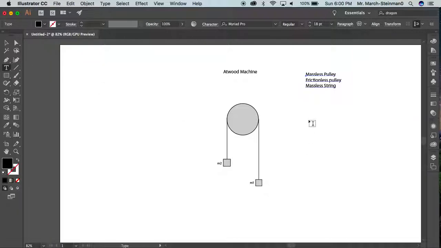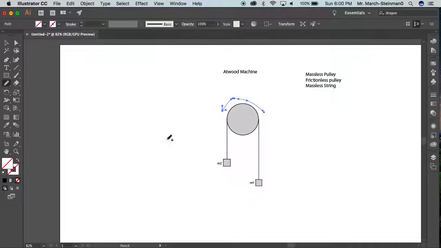Our first problem is going to deal with the following situation. We have one mass, M2, that is more massive. We don't know how much more massive. And the reason we know this is because we have some acceleration in that direction. So our acceleration is in that direction, and we'll call that acceleration A.